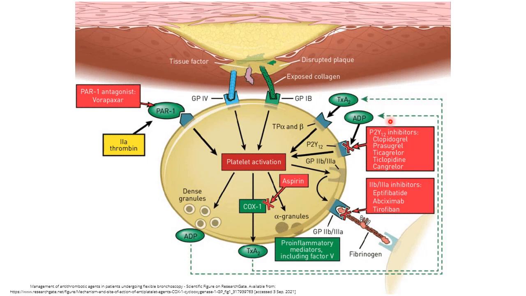Blockade of the adenosine receptor, decreased platelet activation is the result. Decreased platelet activation, decreased adhesion, decreased aggregation. Okay, so we can also block aggregation by blocking the 2B3A receptor through inhibitors such as eptifibatide and abciximab. A newer agent is tirofiban. By blocking this receptor, the fibrin chain will not be able to link the two platelets.